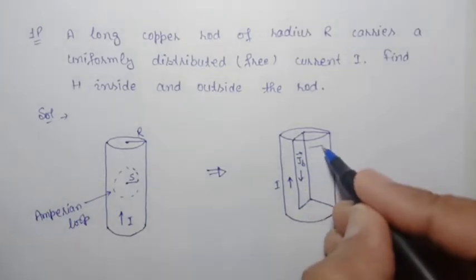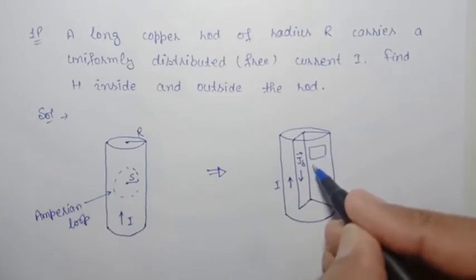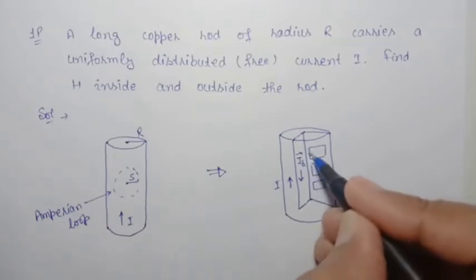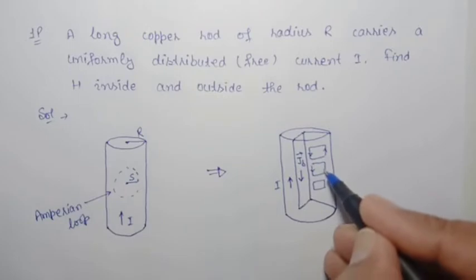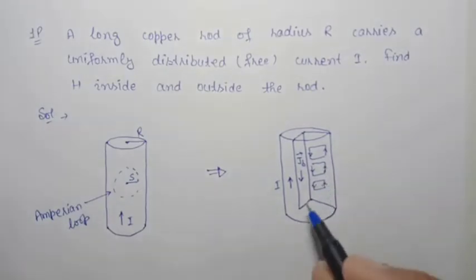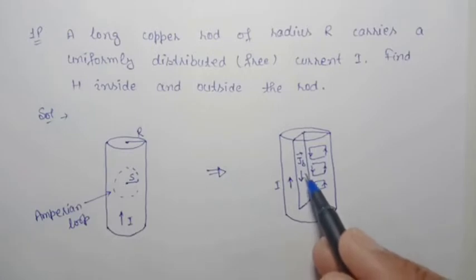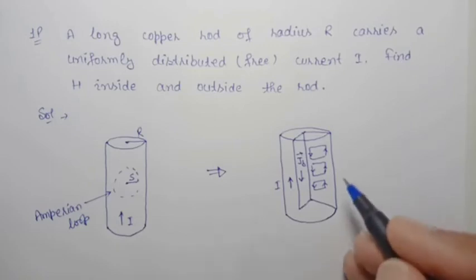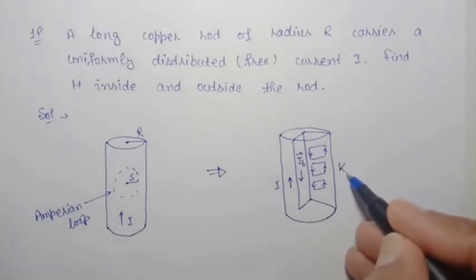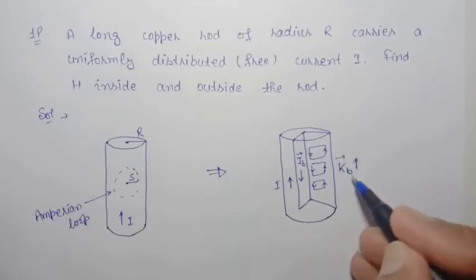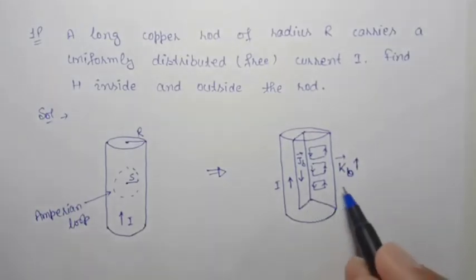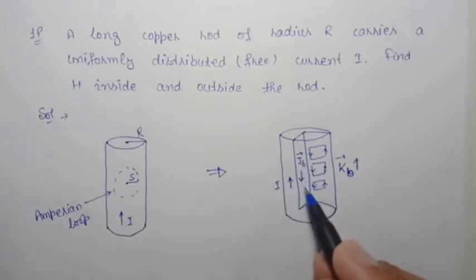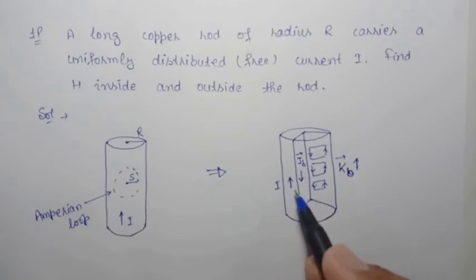So it means if we have rectangular loops, then the current flows in this direction like this, downward, upward. That is, here the volume bound current will flow in the opposite direction to that of current I, and the direction of the surface current is the same as that of current I, and the volume bound current is opposite to that of I.